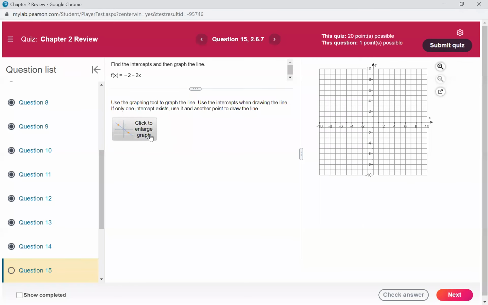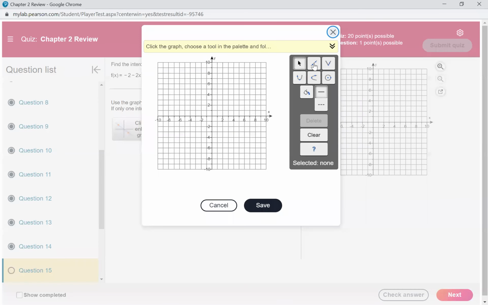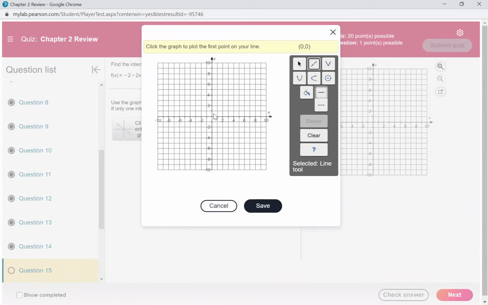All right, so I'm going to click to enlarge my graph. I'm going to click the line tool up here. My first point was -1, 0. So I'm going to go left over here to -1. The y value is 0 at that point, and click. My second point was 0, -2. So starting at 0, I would go down 2 for the y. Remember, up in the yellow banner up on the top right, it says 0, -2. So click that. We've got our 2 intercepts. Save that. And y'all, we get to go to the next one.